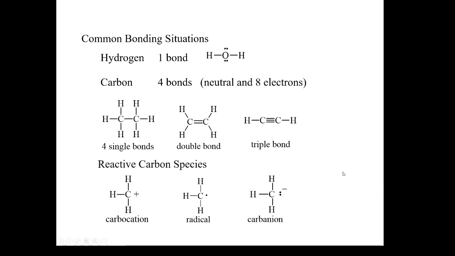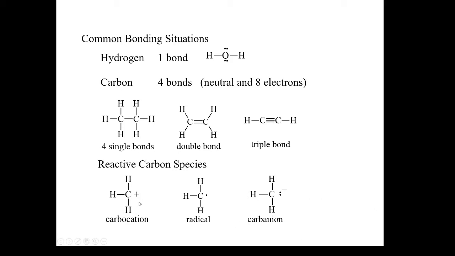Now, we look at the different types of reactive species of carbon, and we look at them in terms of stability. We have what's known as a carbocation, where they're short a lone pair. We have a radical, which there's a whole chapter we'll talk about radicals in Orgo 2. And then we have a carbanion, which has a lone pair and therefore a negative charge on carbon because carbon has an extra electron.